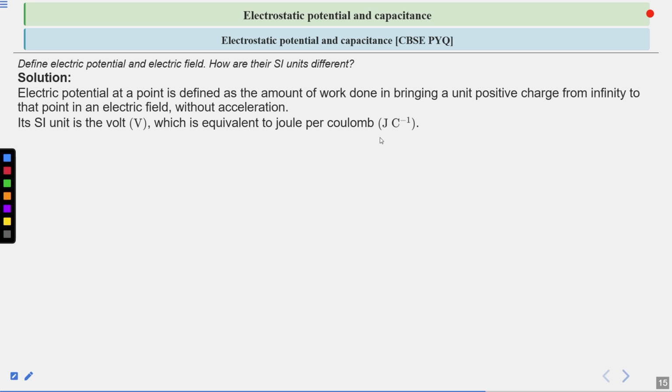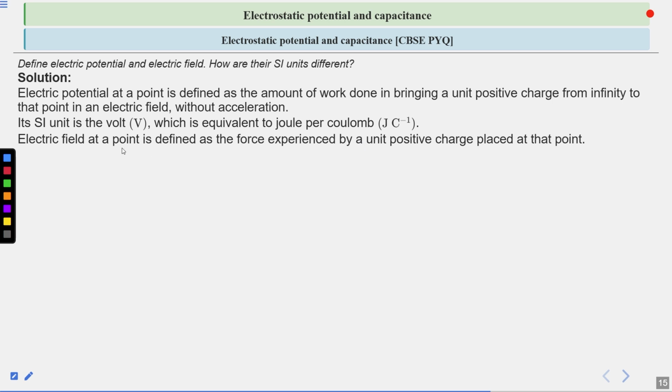Which is equivalent to joule per coulomb. We also know electric potential is equal to work upon charge. So its SI unit is joule per coulomb, also known as volt. And one more unit we have discussed in the previous question, Newton meter per coulomb. This joule can also be written as Newton meter. So Newton meter per coulomb can also be the unit of electric potential.